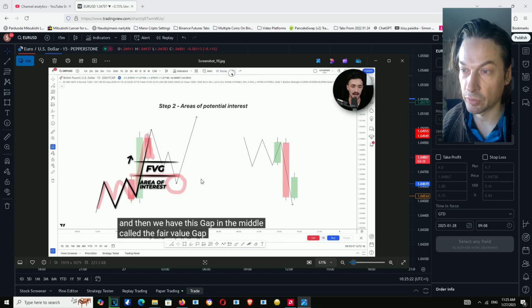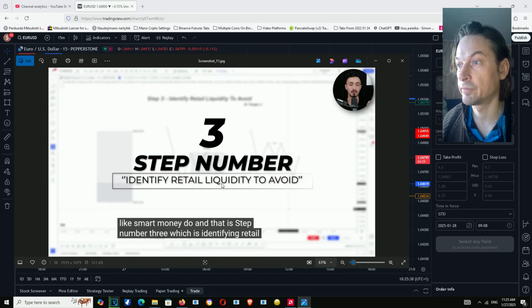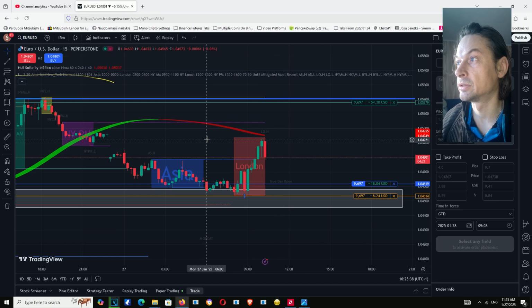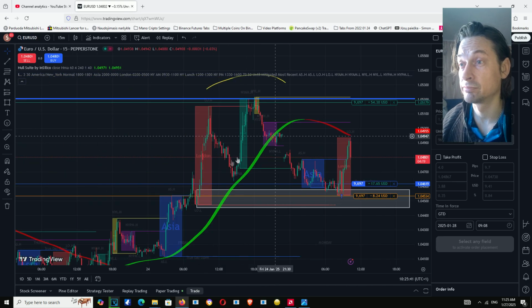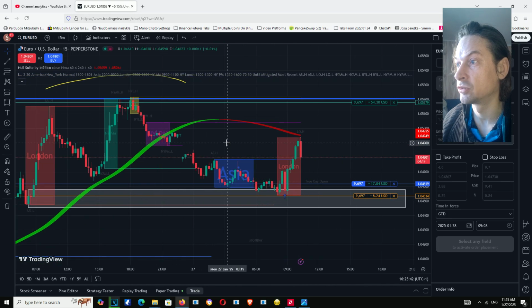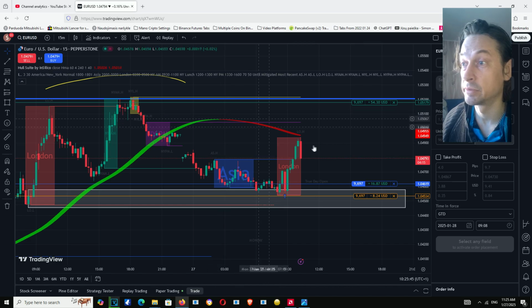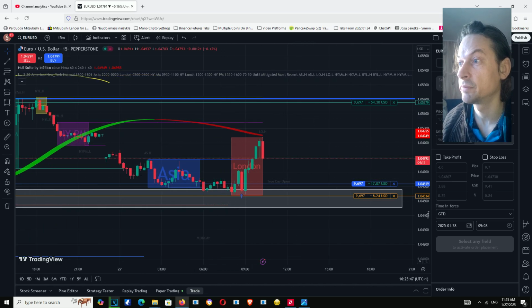Yeah, okay, order blocks, and then we have the gap. Yeah, right, we have a gap. All right, next step will be identify retail liquidity to avoid. All right, this could be like still a thing to learn. It is a little bit tricky, the liquidity.